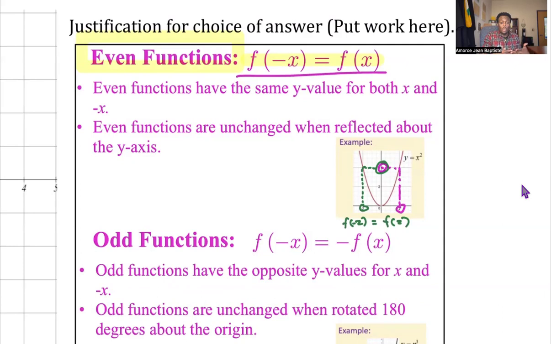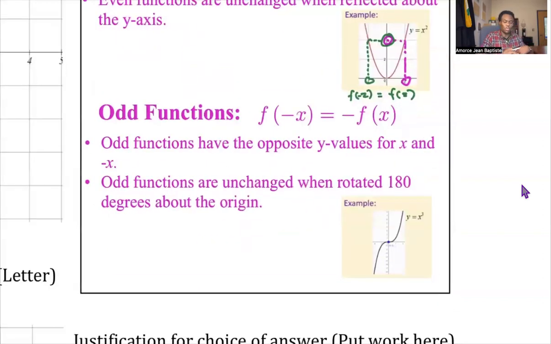Now you can see it on the graph if they give you the graph, or you can see it using the equation by plugging in negative x every time you see x, doing the math, and comparing the result with what the function was before you plugged in. If they are the same, the function is even. If they're not the same, it may be the opposite. Then you will talk about the odd function.